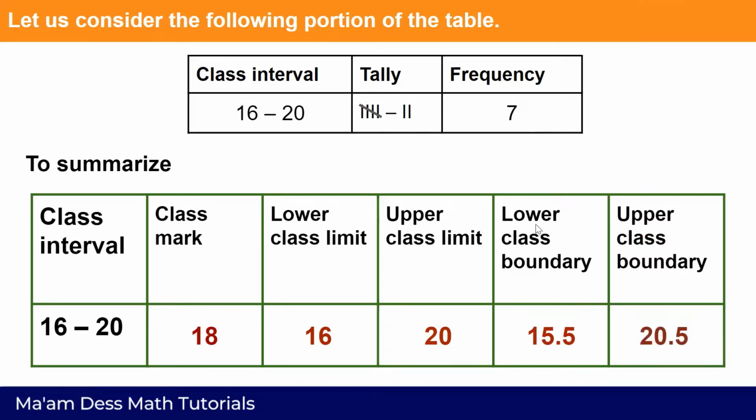I hope na natandaan po natin. So from this class interval, 16 to 20, the middle value or the class mark is 18. Lower class limit is 16. Upper class limit is 20. Lower class boundary is 15.5. So balikan natin paano nakuha si lower class boundary. Subtract 0.5 from 16 and you will get 15.5. For the upper class boundary, we will get 20 plus 0.5. That's why we have 20.5.